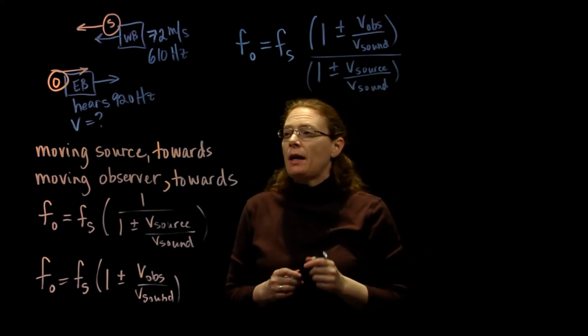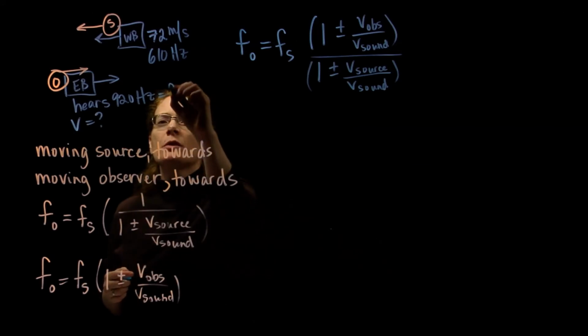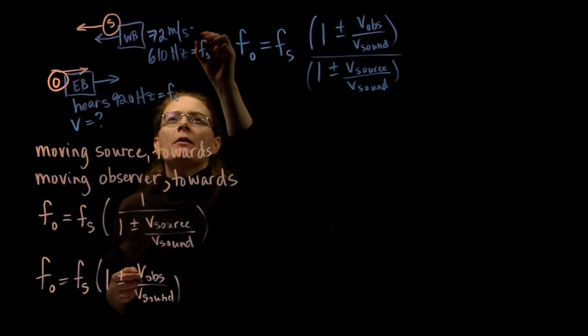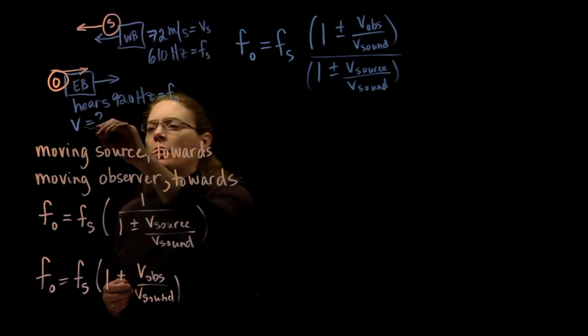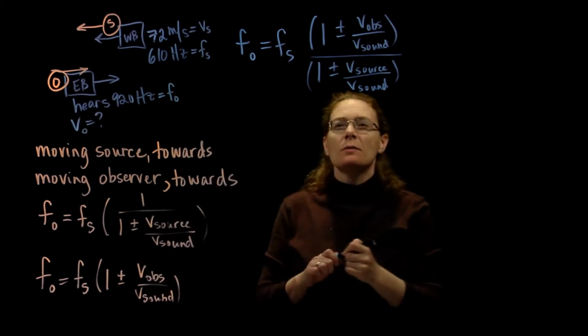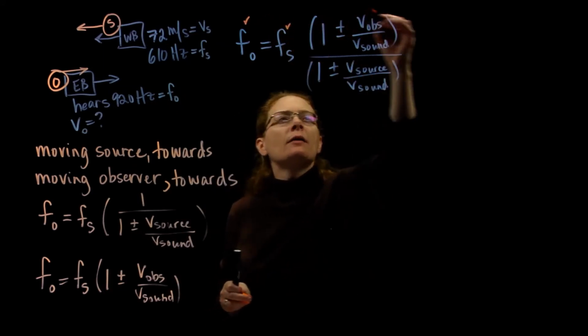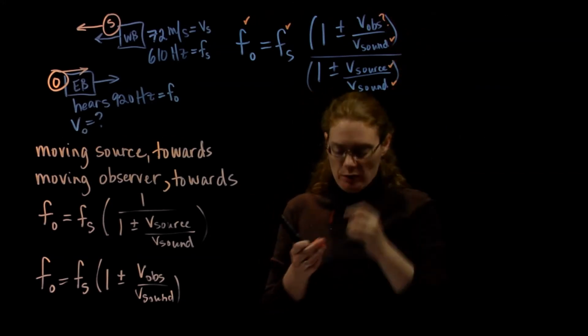So in this case, I know my observed frequency. That's the observed frequency, the heard frequency. This is my source frequency. This, 72, this is the velocity of the source. And we want to know what the velocity of the observer is. So I know FO, I know FS. I'm wondering what this is. I know the speed of sound. I don't know the speed of the source.